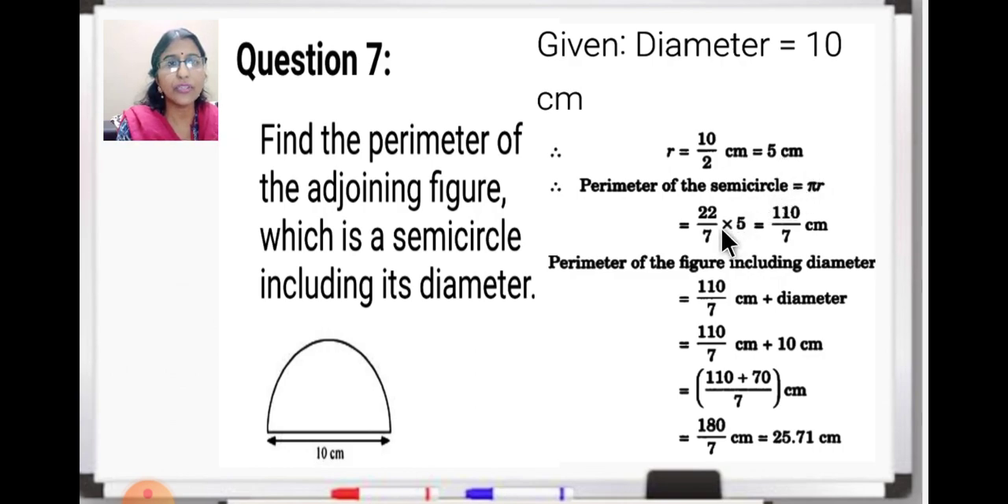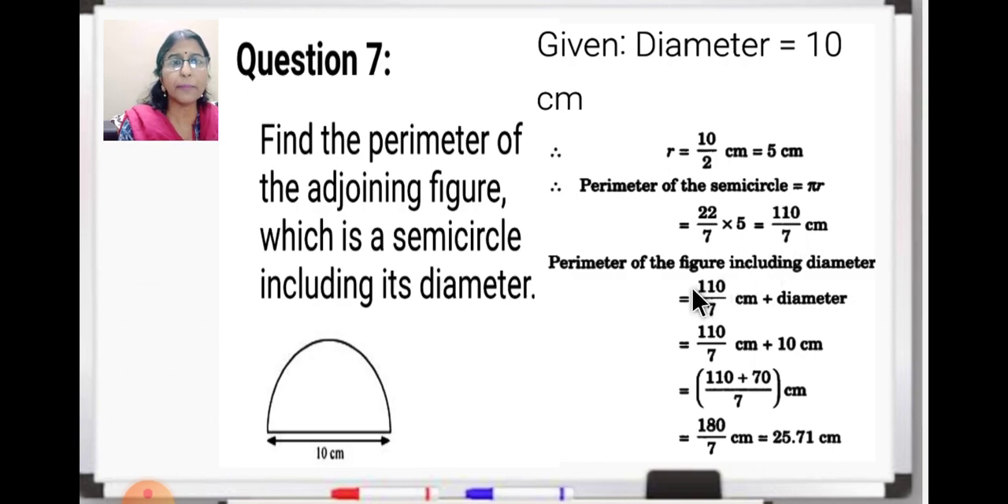And then what you will do, you first have to find the perimeter of the semicircle, that is the circumference of the semicircle, which is pi r. As we know, perimeter means circumference of a circle. So here semicircle means 2 pi r divided by 2, so you will get pi r. So we are going to substitute the value. In place of pi we will write 22 upon 7, in place of r we will write this value 5, and then we'll multiply. So when you multiply here, you will get 110 upon 7.